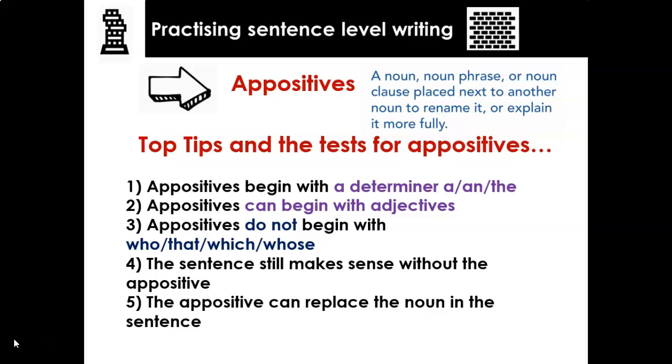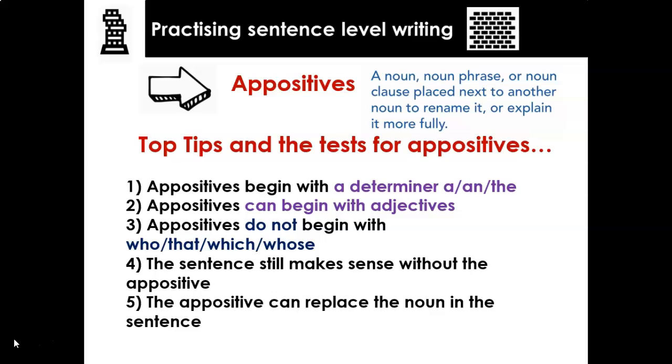But there are some top tips to help us and tests to make sure we are identifying appositives but also using them correctly. Appositives begin with a determiner: a, an, or the. Like we saw in the examples, they begin with an a, an, or the. Appositives can begin with adjectives. So it can begin with a descriptive word like blue, cold, hard. But appositives do not, and this is really important, do not begin with who, that, which, or whose.